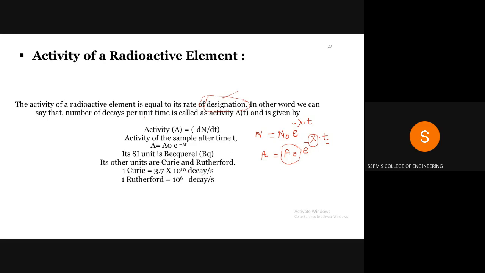What is a becquerel? A becquerel is one decay per second. So 3.7 into 10 raised to 10 becquerel equals 1 curie. And it is converted into one more unit, the rutherford: 1 rutherford equals 10 raised to 6 decays per second. The more frequently used unit of activity is the curie. Remember, you should know this particular conversion.